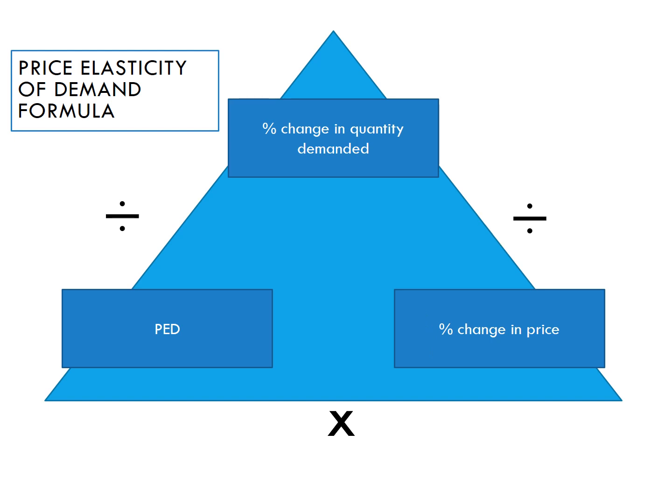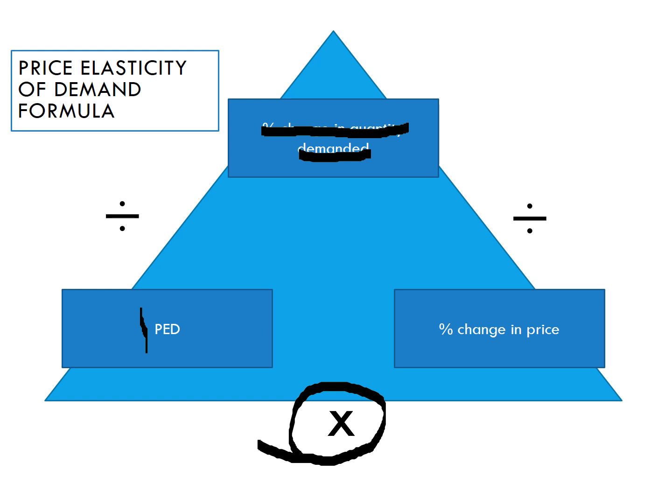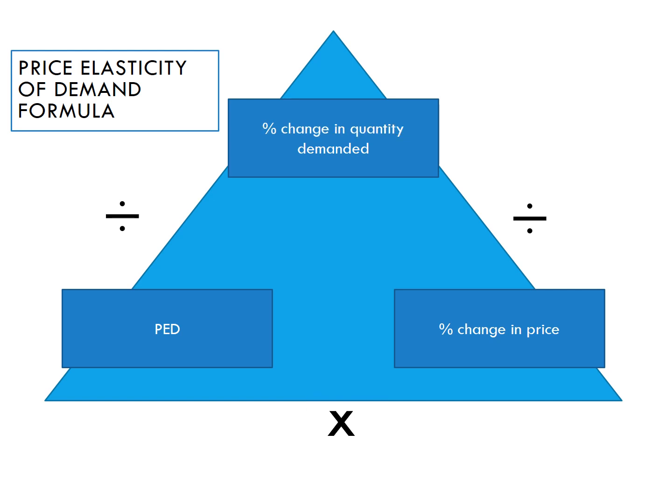And I can do it differently. Let's imagine I want to find out the percentage change in quantity demanded. That's what I don't know, but I've been given the other two. I can do the price elasticity of demand and multiply it by the percentage change in price. And that will give me the one that I don't know, the percentage change in quantity demanded. So this triangle can be a useful way to manipulate our formula so that we can use it easily.